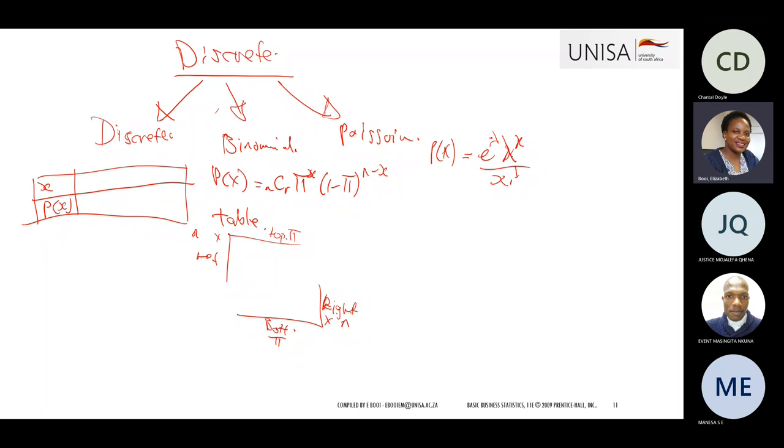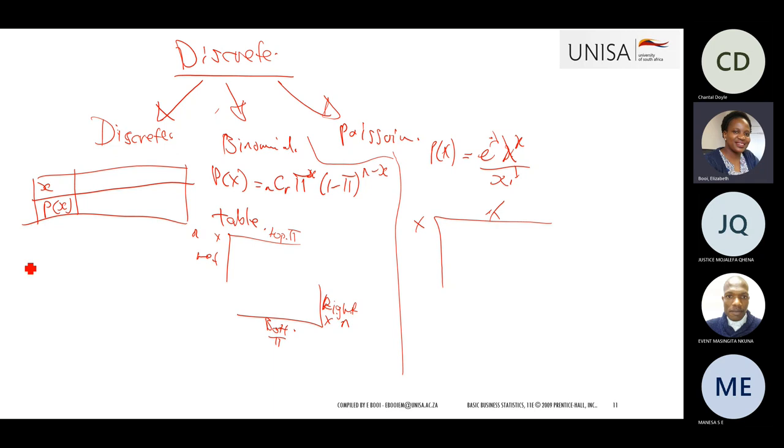Otherwise, you will need to use your table, where your table is divided by the lambda value and the value of your X, not your N, because with the Poisson you do not have an N. You need to be able to know how to find and navigate between the two. Now, at a high level, this is straightforward and easy to do, but there are certain things that you always also need to be able to calculate.